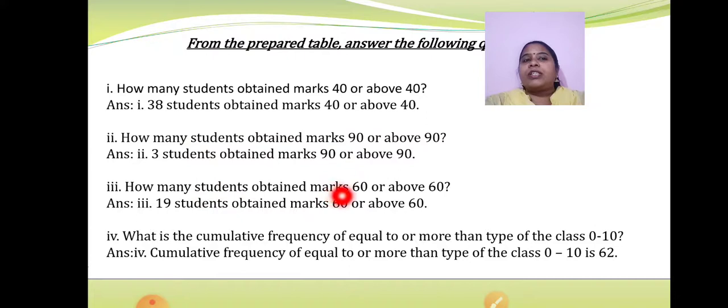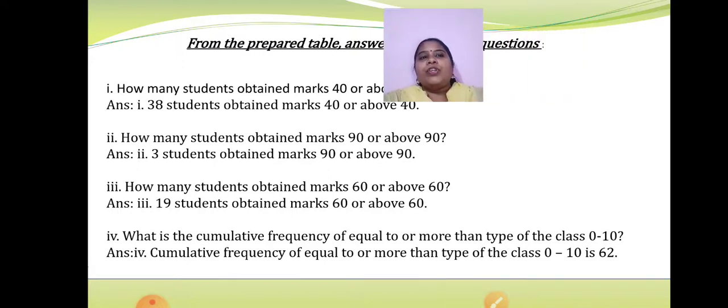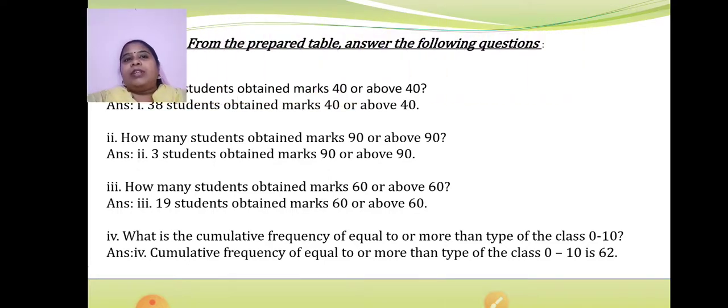This I have already discussed with you. How many of them have got marks 60 or more than 60? How many were there? 19. Now this is a straightforward question. What is the cumulative frequency of equal or more than type of the class 0 to 10? The very first class. And what was the cumulative frequency of that? The total of the frequency. How much? 62. Okay. So like this, you can complete these questions that were asked. I hope this is clear.